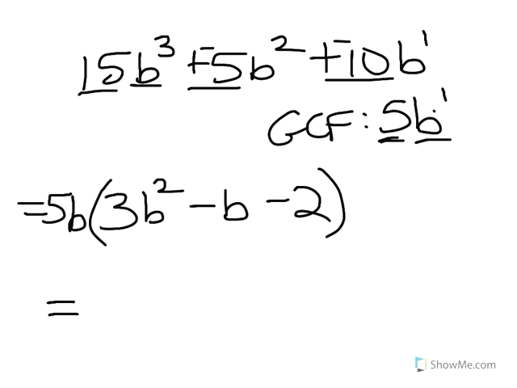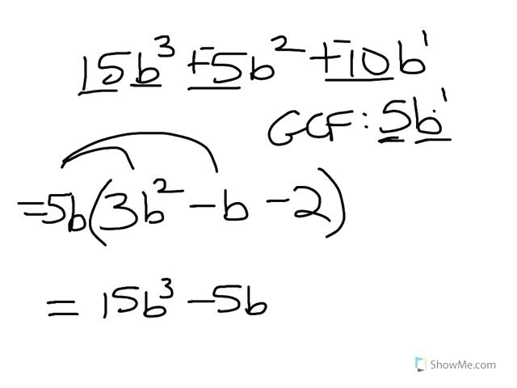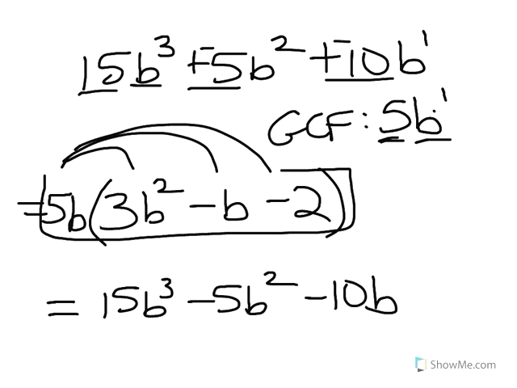Let's see if that works out here. 5b times 3b squared, 15b cubed. 5b times negative b, negative 5b squared, and 5b times negative 2, negative 10b. And that is indeed what we started with. So this is the correct factorization. Again, watch out for that mistake that I just made. I didn't write the GCF at the beginning of my work. You should do that, and I should have done it too.